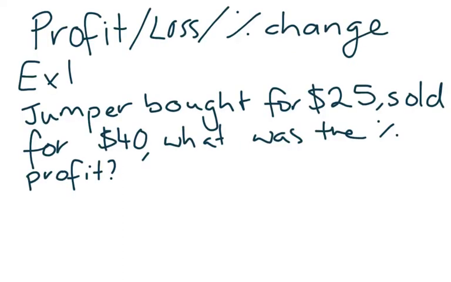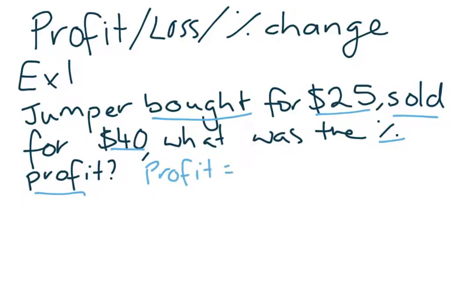Okay, we then have questions about profit, loss and percentage change. It's very similar sort of concept to what we're doing with one quantity as a percentage of another. So if we've got a jumper that was bought for $25 and then sold for $40, what was the percentage profit made? So again, we actually need to work out the profit first. So the actual profit that was made is 40 take 25, which is $15.